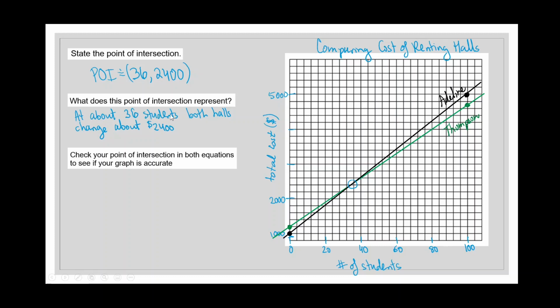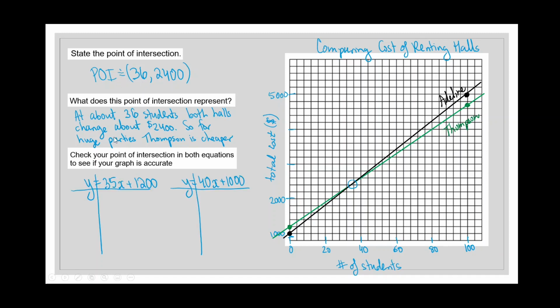At about 36 students, both halls charge, my R looks like an N, sorry, about $2,400. So they both charge the same. So for huge parties with lots and lots of people or students, Thompson Hall is cheaper. If you look at the bigger number, Thompson Hall has a lower total cost than Adeline, just looking at the graph. So it's very useful to make those types of decisions if you have some graphs to compare your results with.